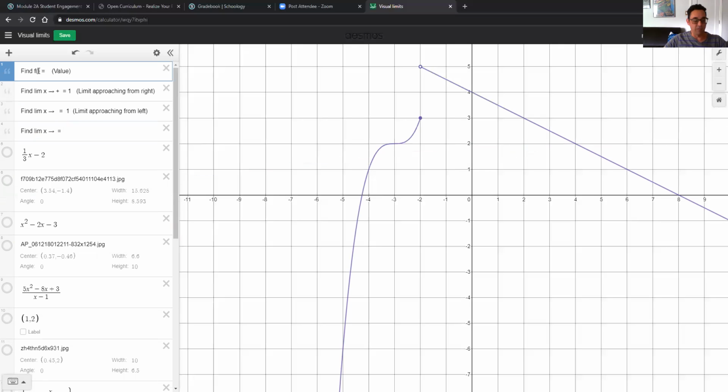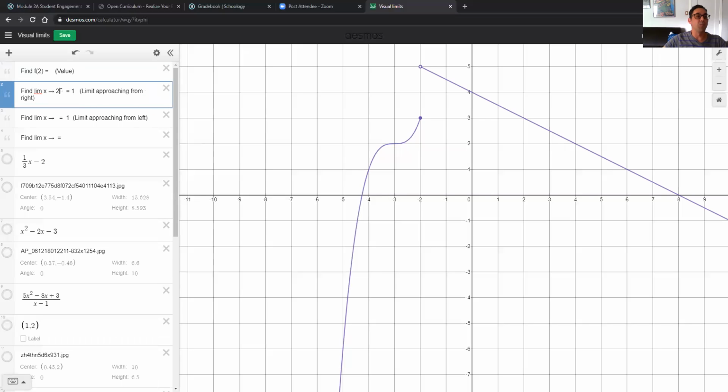Let's find the value of f of 2. Let's find the limit as we approach 2 plus. Let's find the limit as we approach 2 minus. And let's just find the limit at 2, all right? Because this is what your homework is going to look like. We're going to give you a picture like this, and we're going to ask all 4 of these, right?